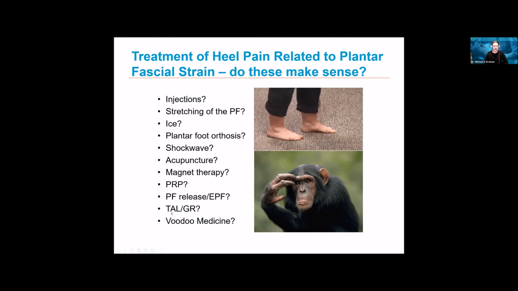So even if we perform a TAL or gastroc recession or any other kind of craziness, we still have the primary diagnosis of RTT-JD.